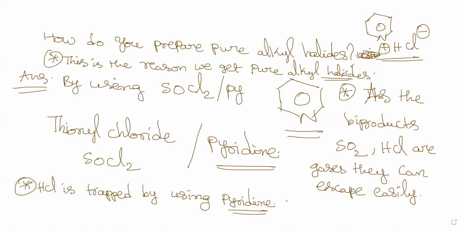This is the reason we get pure alkyl halides. The byproducts escape as gases. Otherwise, some of the HCl that is formed will escape and some will be trapped inside the pyridine. Once that happens, you get a very pure alkyl halide.